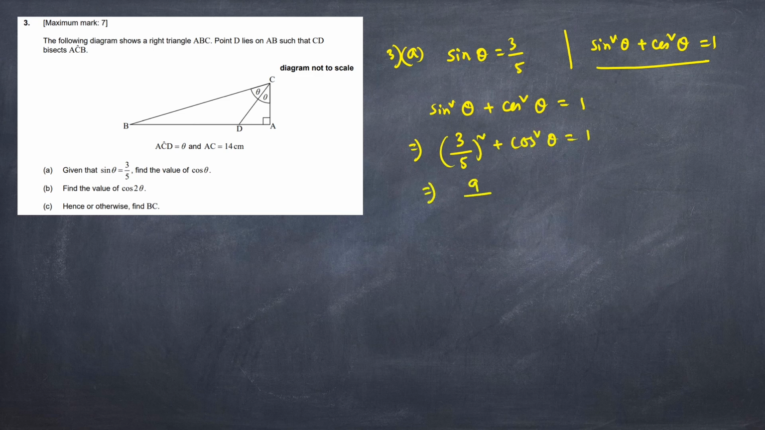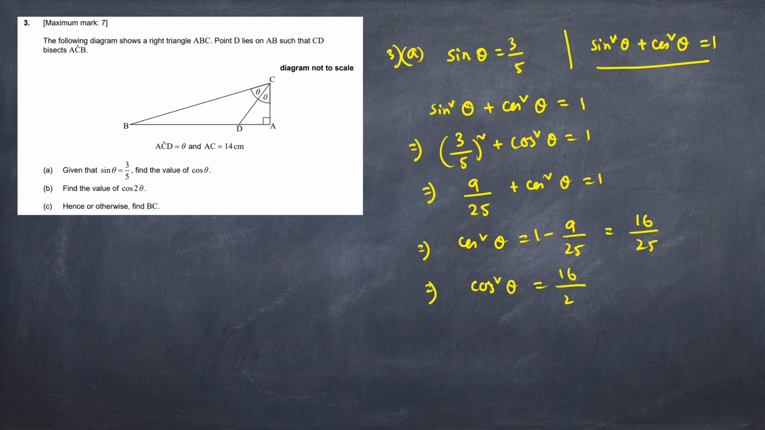So here 9 by 25 plus cos square theta is equals to 1. So we can write cos square theta is equals to 1 minus 9 by 25, so we can write 16 by 25. So now we get cos square theta is equals to 16 by 25. So we can conclude cos theta is equals to 4 by 5.